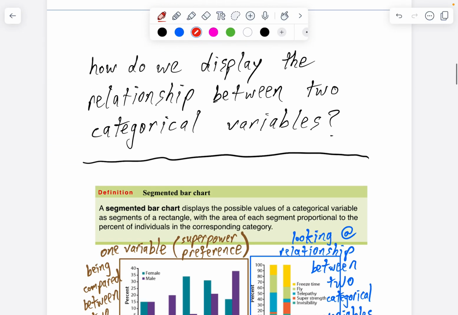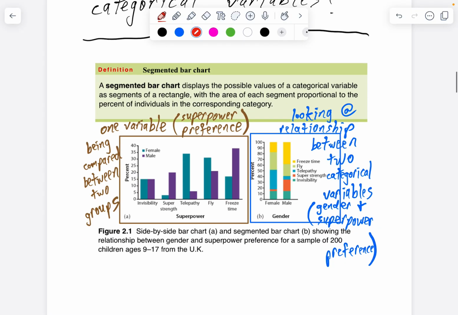So the next question is, instead of just running a bunch of numbers and showing a bunch of computations, how do we display the relationship between two categorical variables, thinking maybe this is in a paper that you're writing, it could be in a newspaper article, etc. We want a visual way to represent relationships in categorical data. And there's a couple of ways in which we can do it. The first of those is what's called a side-by-side bar graph, which you see on the left. And the other is what's called a segmented bar chart, which is shown on the right.